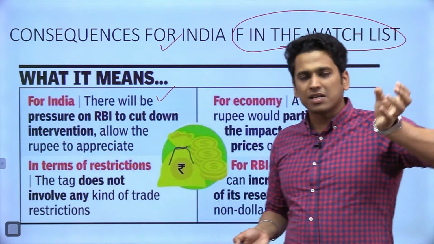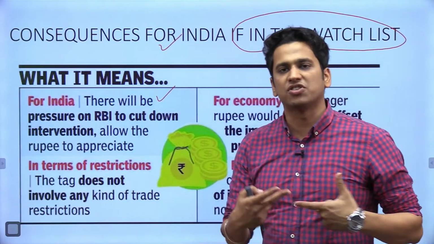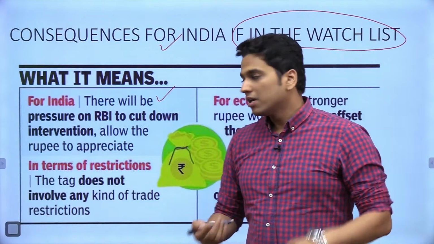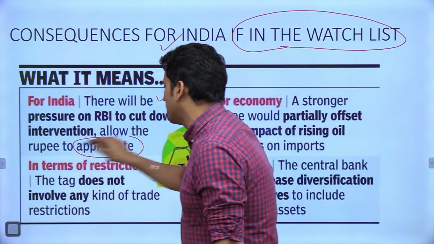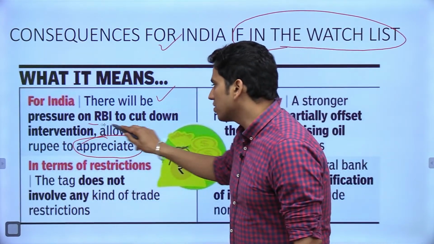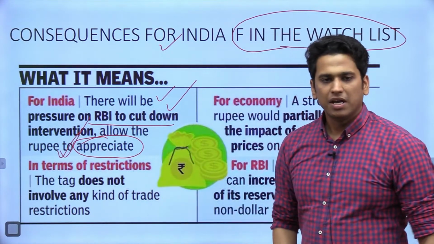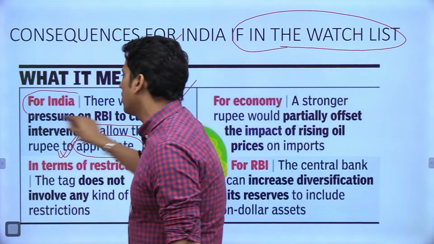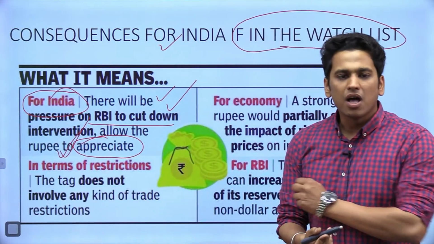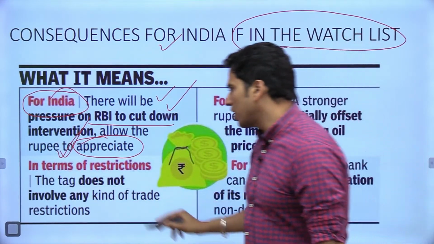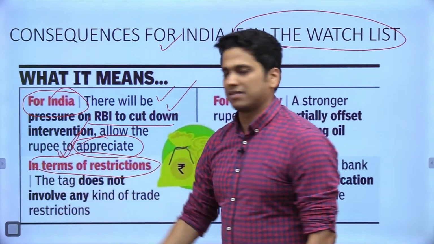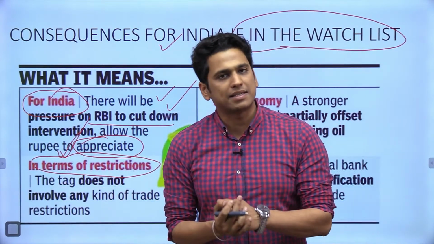and India is being considered as playing with the exchange rate. So India has to make sure that it appreciates its currency. There will be pressure on RBI to cut down the intervention, allowing the rupee to appreciate. This is the first concern for India if India is in the watch list. Now the second point is, what are the restrictions if a country comes into it, let's say.